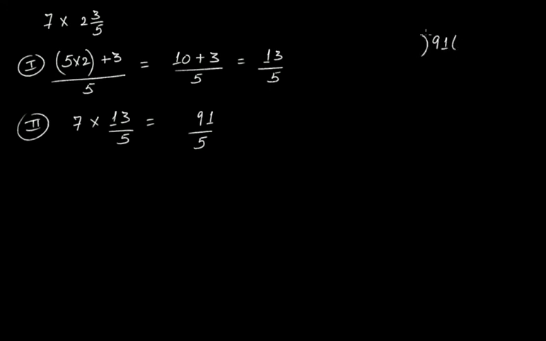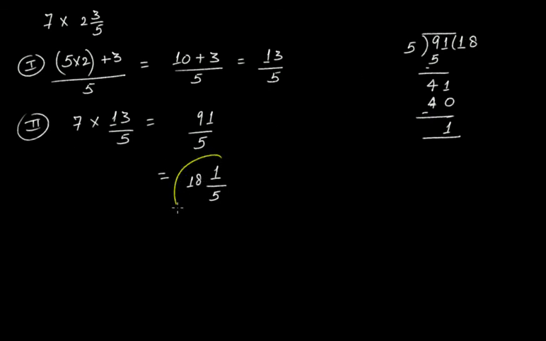Divide 91 by 5. So 5 times 1 is 5. You'll get 4 as a remainder. Then 41, 5 times 8 is 40. If you subtract this, you'll get 1 as a remainder. So your remainder will be the numerator, your 5 will be the denominator, and this quotient will be written here. This is your answer.